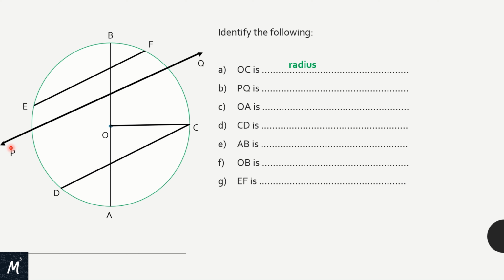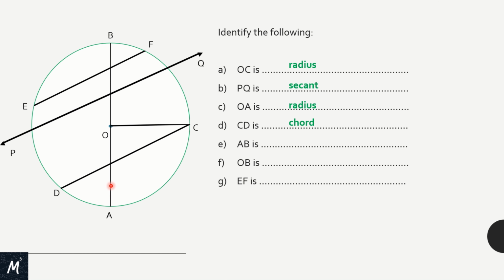PQ. So PQ is a line which is passing through the circle. So it is a secant. OA is also the radius of the circle, with one endpoint at the center and the other on the circle. CD has both endpoints on the circle and it is not passing through the center of the circle. Hence it is a chord.